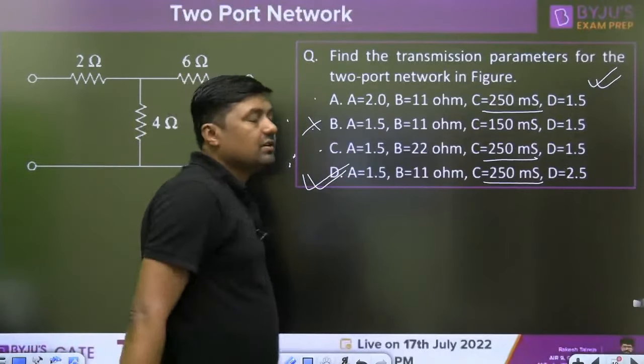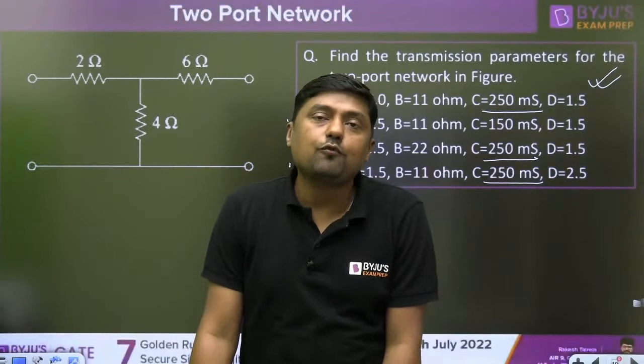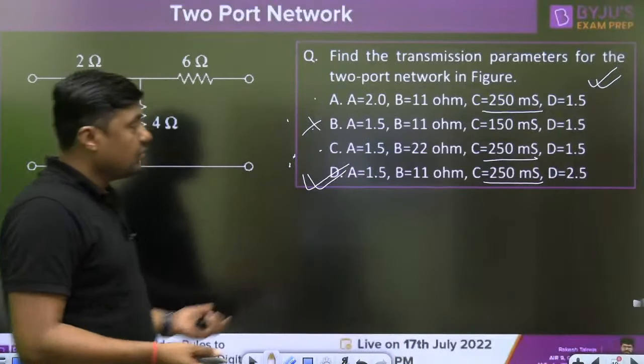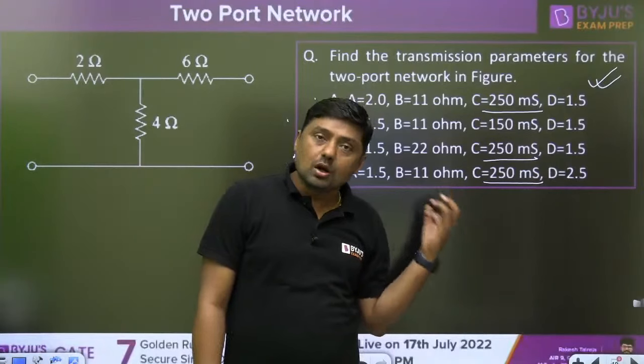D is the correct one. No need to find the value of what? A parameter and B parameter. Directly answer. We are going to get the answer that D is the correct one. Okay, that is the simple short trick.